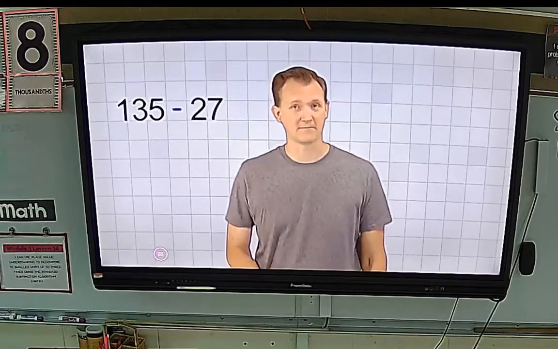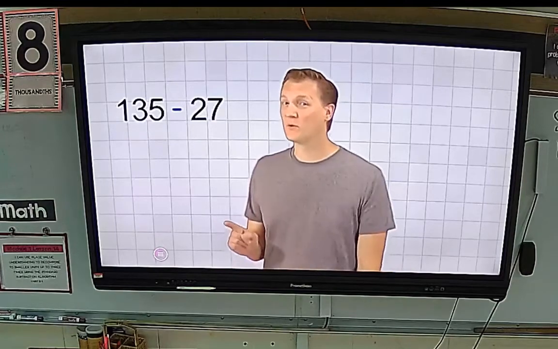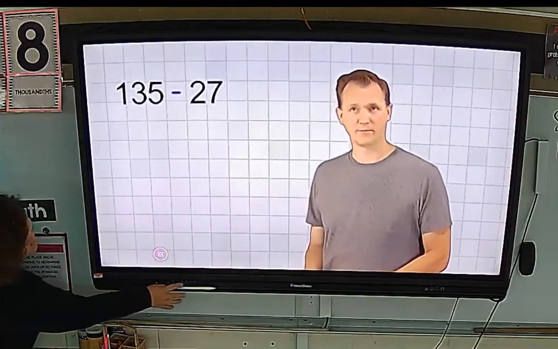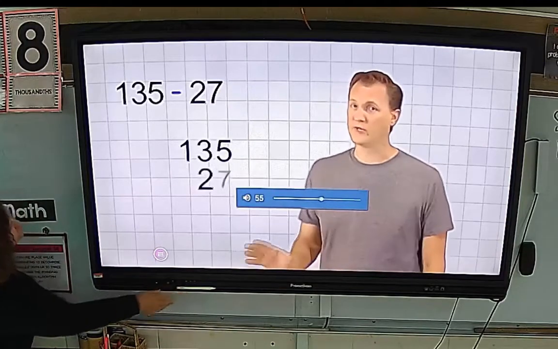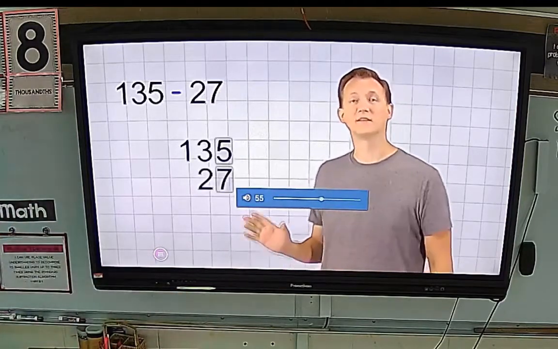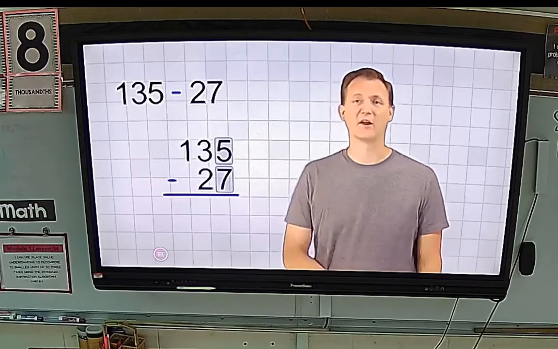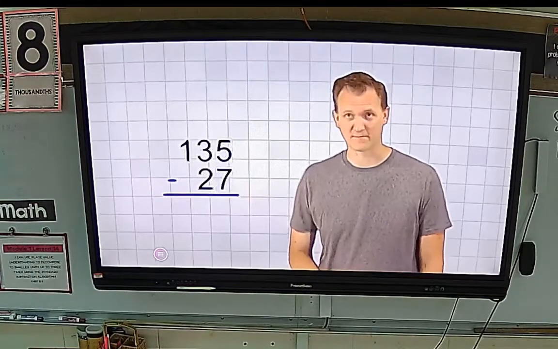135 minus 27. Aha! This is where multi-digit subtraction can get a little tricky. Let's rewrite our problem. 135 on top, 27 below it, with the ones places lined up neatly, and our answer line and subtraction symbol in place. There, now we can start subtracting.